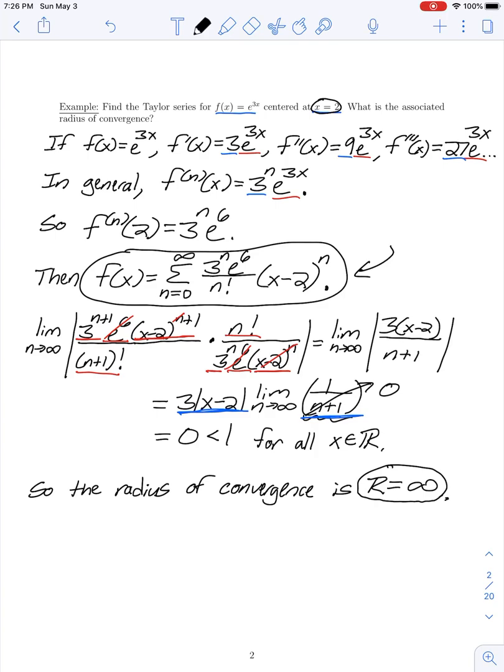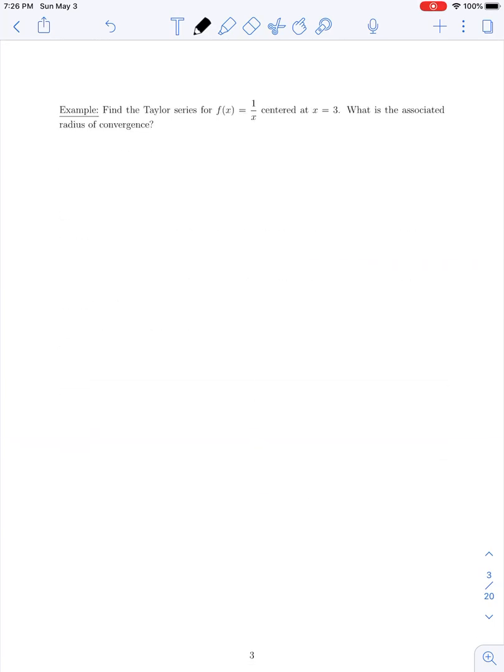So let's look at some other ones. In our next example, we've got the same sort of problem. We want to find the Taylor series for 1 over x centered at 3 and determine the radius of convergence. So if our function f of x is given by 1 over x, we know that to find a Taylor series, we need to find an expression for the nth derivative of this function. So our first step is going to be to find the first several derivatives until we can see a pattern emerge.